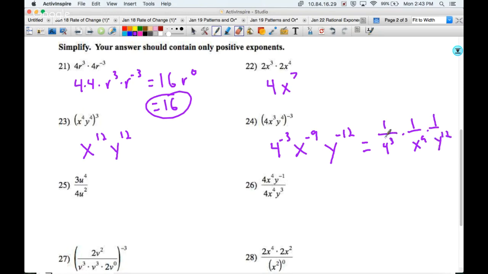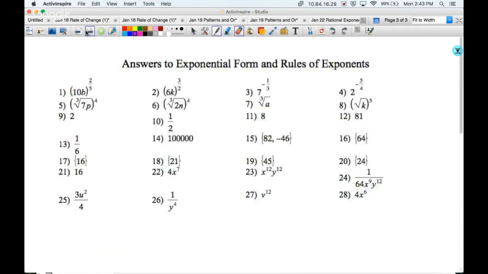And then 4 to the 3rd is just 64. All these fractions can combine again to be 1 over 64 x to the 9th, y to the 12th.